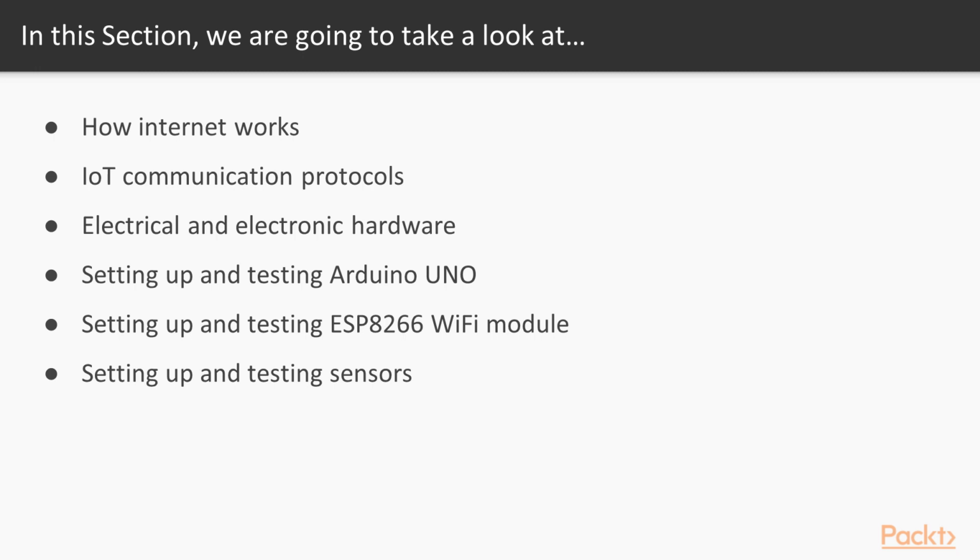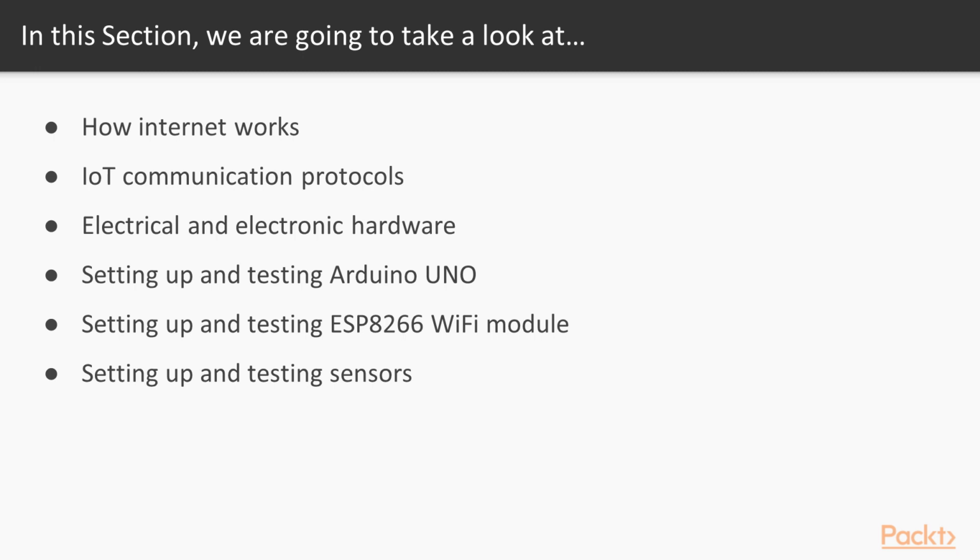We're going to get you started with some basic and fundamental electrical and electronic components like resistors, capacitors, relays, regulators, and so on. We're going to get started with the Arduino. So we're going to set up and test Arduino Uno. We're going to set up and test the ESP8266 Wi-Fi module. This is a critical piece in any IoT development.